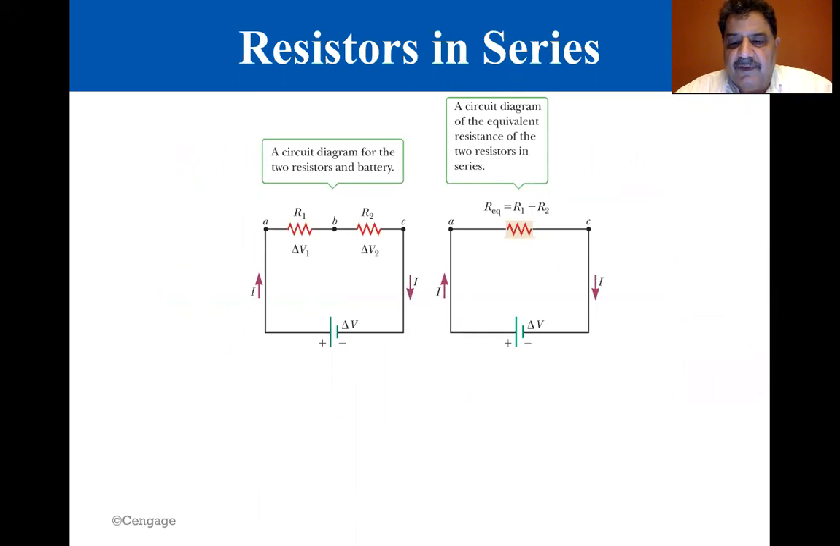The circuit on the left can be drawn with an equivalent resistor, R equivalent, that can replace the two resistors of the original circuit, as shown on the right. The equivalent resistor has the same effect on the circuit because it results in the same current in the circuit as the two resistors.